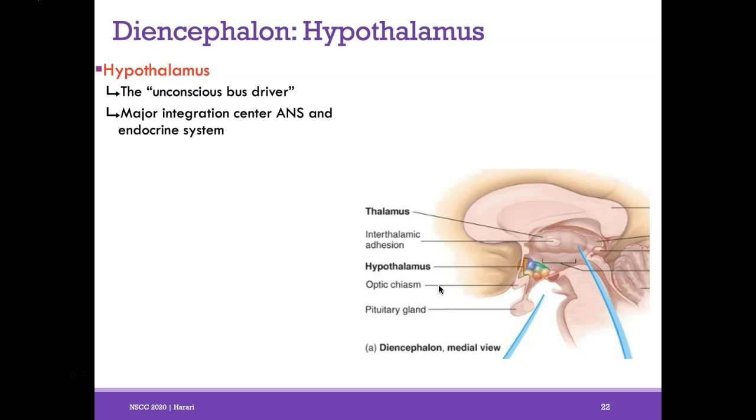The hypothalamus is the major integrator of our autonomic nervous system. So many of the things that we're unconscious of are controlled by the hypothalamus. And the hypothalamus is also heavily involved in the endocrine system. So the endocrine system is the system of hormones that communicates throughout our body. And the hypothalamus can secrete hormones that get circulated throughout our body and communicate with several different organ systems.